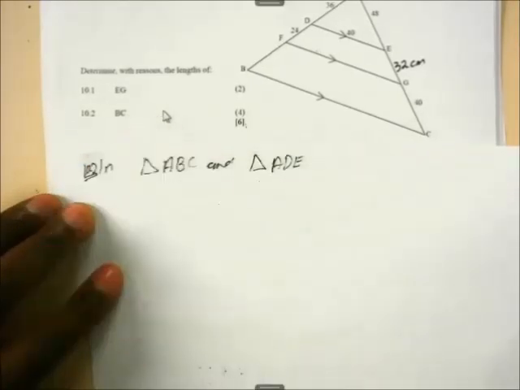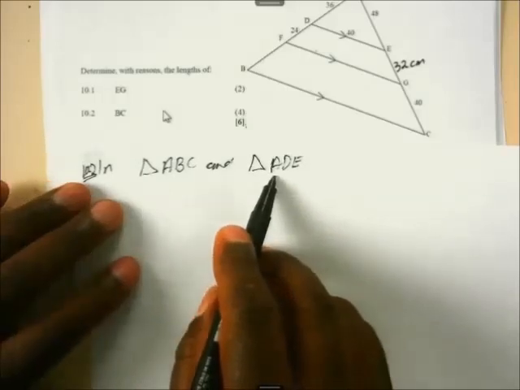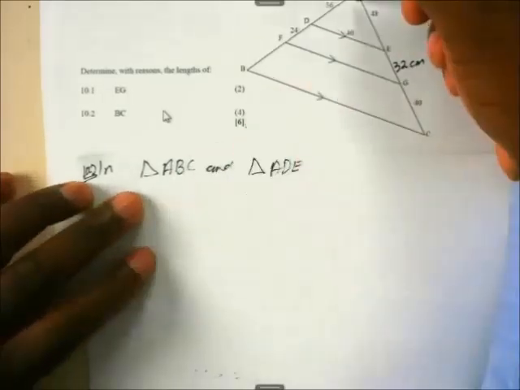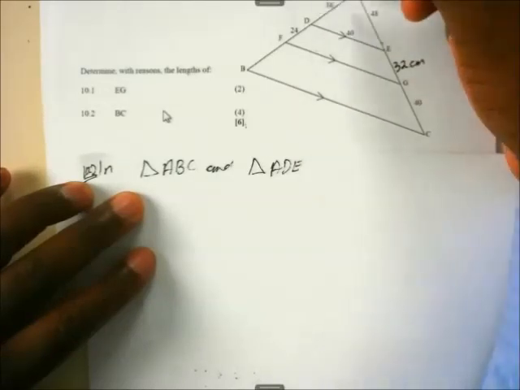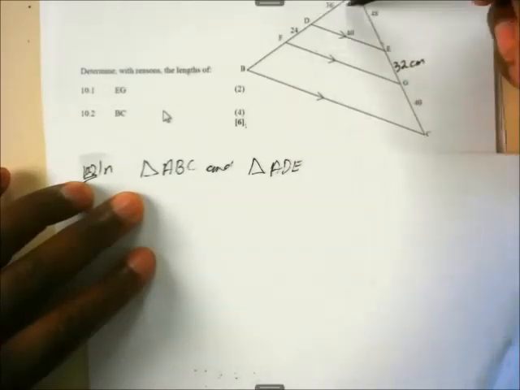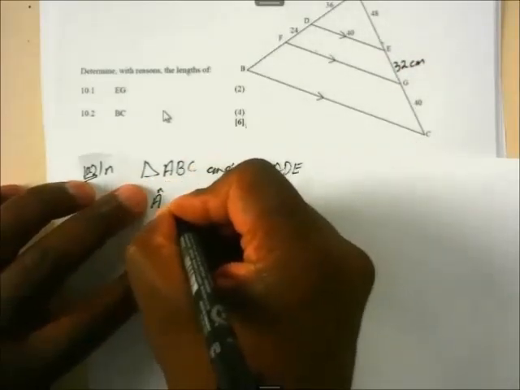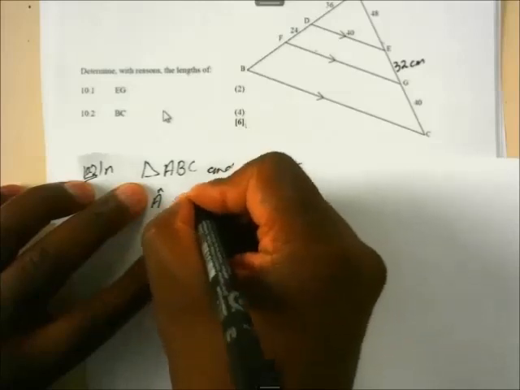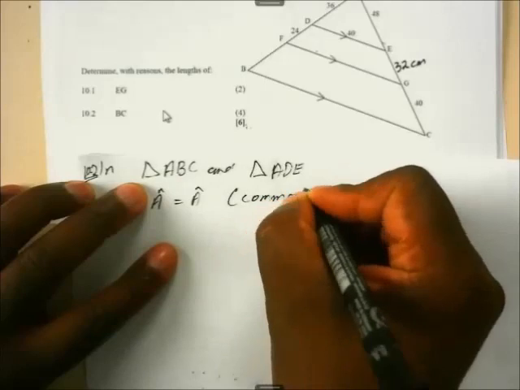This is 10.2. We are in triangle ABC and triangle ADE. In the two triangles, we've got angle A. This angle appears in triangle ADE, and again this angle A appears in triangle ABC. So we say angle A is equal to angle A. It is common to the two triangles.